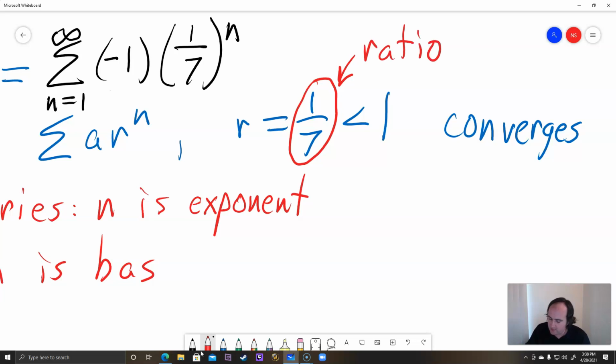I just wanted to point that out because on my math lab sometimes they say the series converges because it is a geometric series with ratio r equals 1/7. So r is the ratio, and that's 1/7. Okay, so that's our last example.